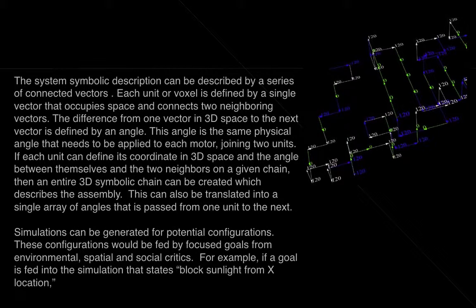So here is a diagram of vectors he was talking about, and a system's symbolic description can be described as a series of those vectors, and each unit or voxel is defined as a single vector and connected to the adjacent neighbors. I will not go into details with the description. You can read it on the slides later. But basically, the simulation can be generated for potential configurations, and those configurations would be fed by focused goals from environment, spatial, and social kind of feedback.